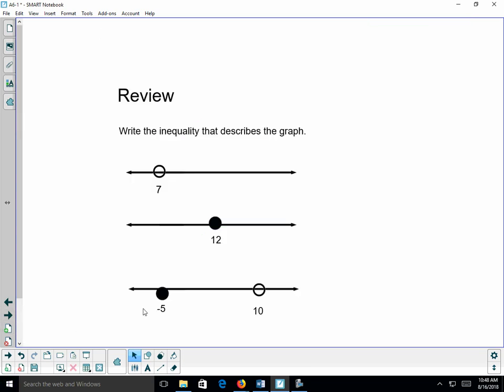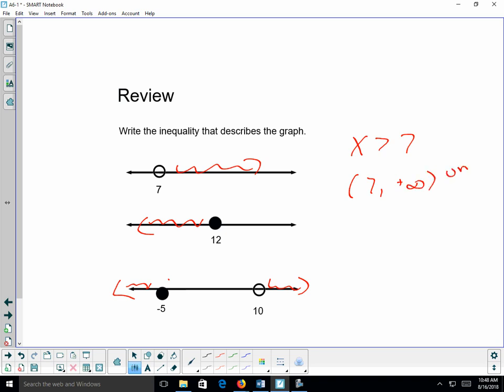Moving on to the next one. If I ask you to review and write these and shade these, then if I asked you to write the inequality, you're going to say x is greater than 7. And then in interval notation, I would have 7, positive infinity, parentheses on both, unbounded. The next one would be x is less than or equal to 12. So I'm going to go negative infinity to 12. I include that 12. This is going to be bounded.